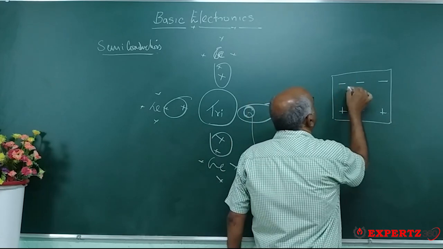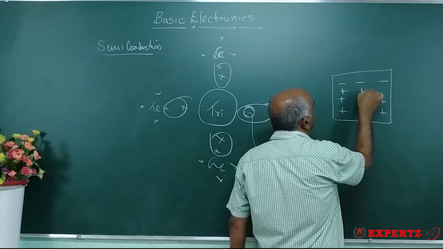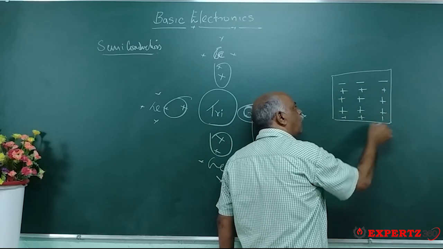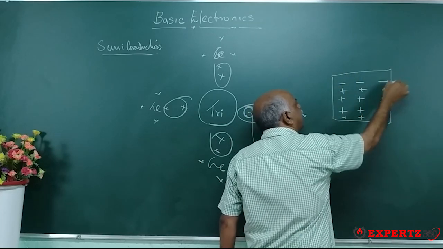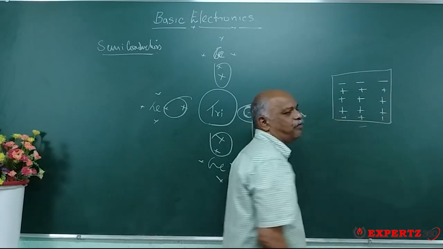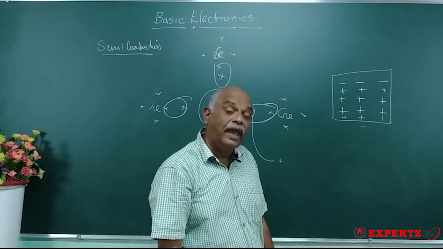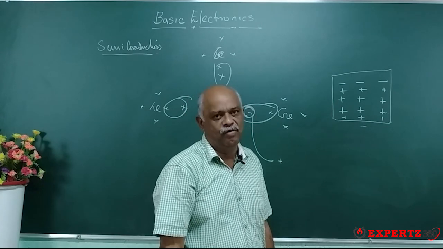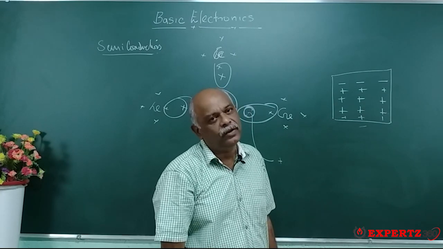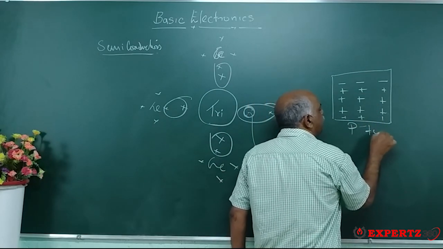So now I doped with a trivalent atom. The number of holes is increased. So now the majority carriers are the holes and the minority carriers are the electrons. So now the current flow increases. The current flow is in the same direction as the flow of holes, and is considered opposite to the direction of the flow of electrons. Such type of material, you call it P-type material.